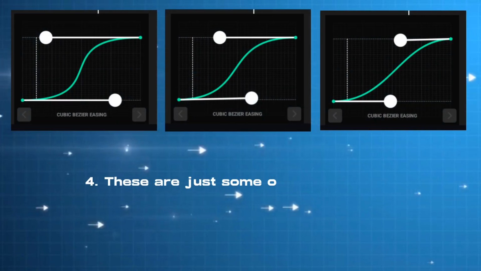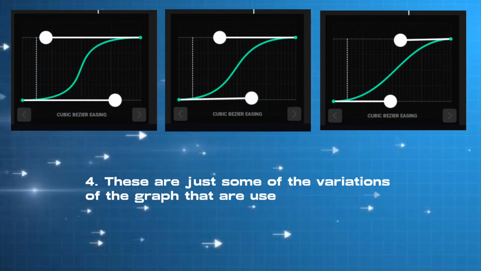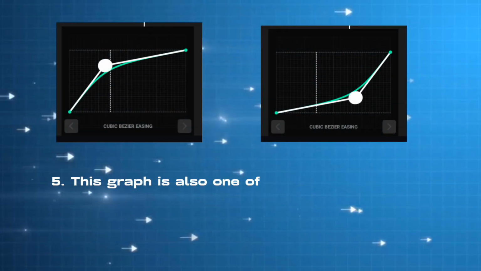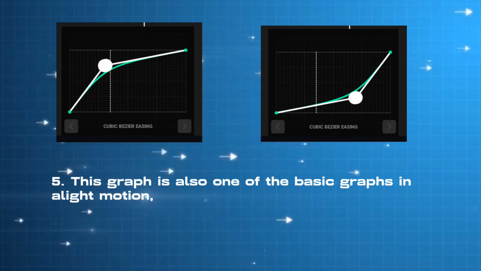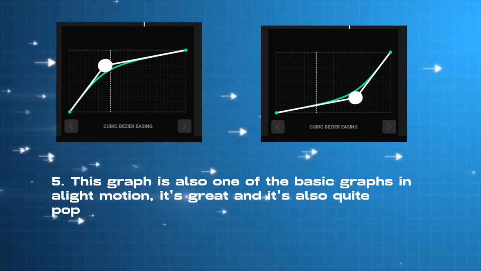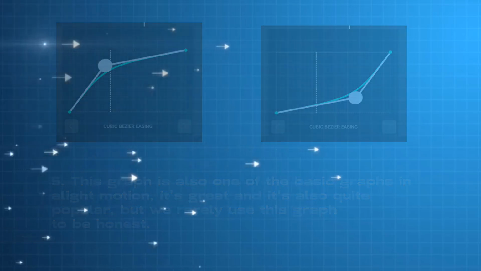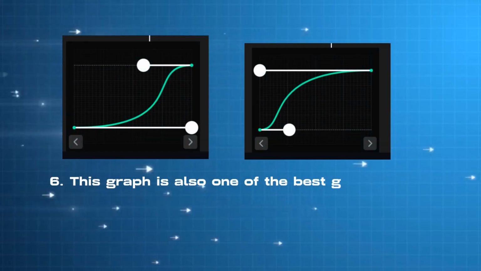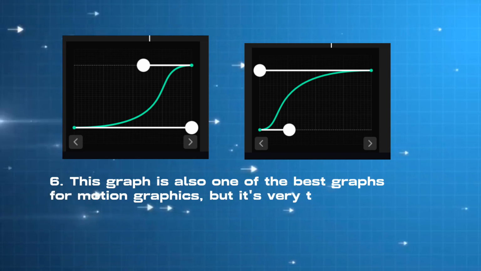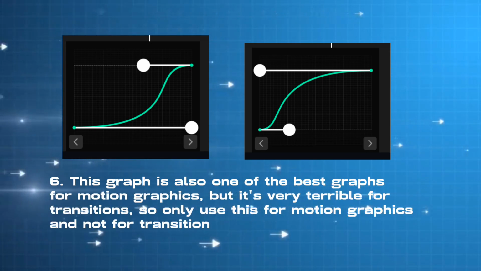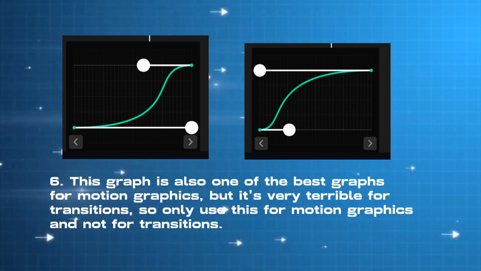Number 4. These are just some of the variations of the graph that are used in our videos. Number 5. This graph is also one of the basic graphs in Alight Motion. It's great and it's also quite popular, but we rarely use this graph to be honest. Number 6. This graph is also one of the best graphs for motion graphics, but it's very terrible for transitions, so only use this for motion graphics and not for transitions.